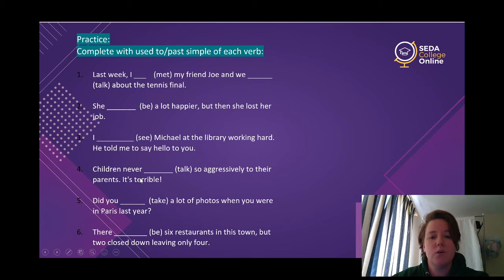Number 4: Children never talk so aggressively to their parents. It's terrible. Number 5: Did you take a lot of photos when you were in Paris last year? Last year, there's a time there. And number 6: There be 6 restaurants in this town, but 2 closed down, leaving only 4. Again, you're looking to see if we're using used to, and if we are, please remember positive, negative, and questions. And if we're using past simple, use the correct verb. All you're doing is changing the verbs to the past simple.